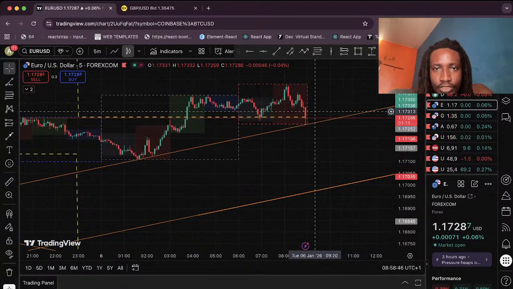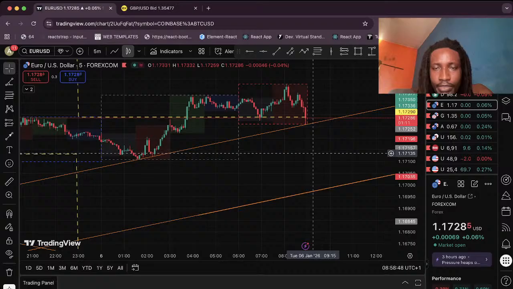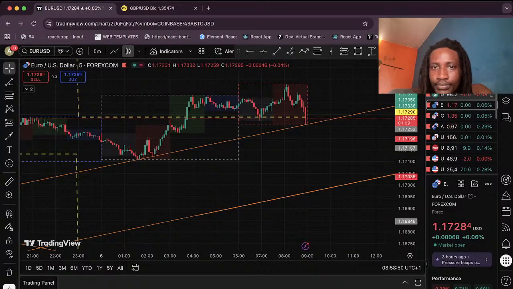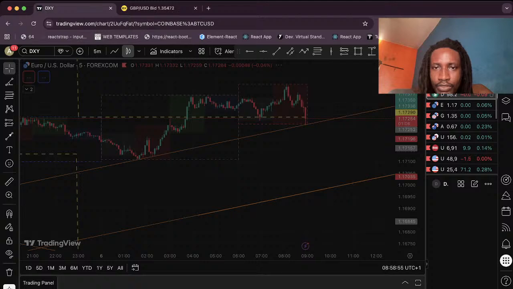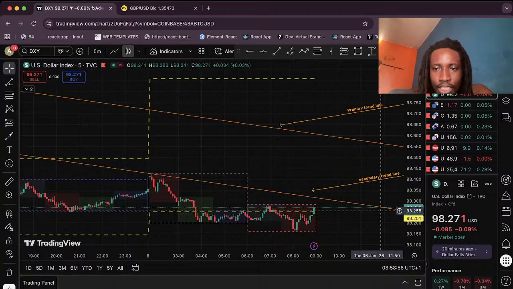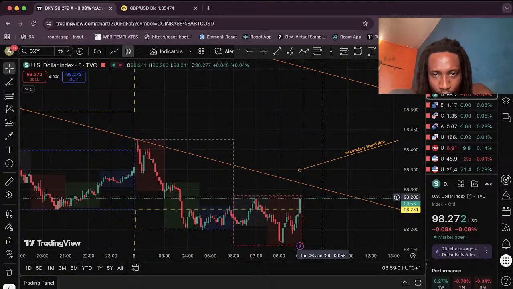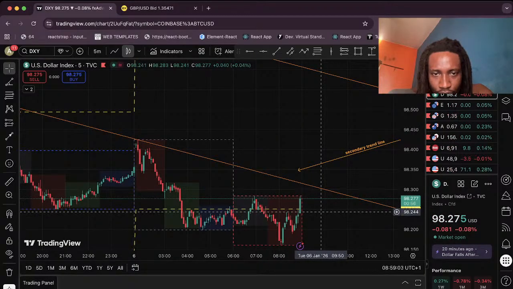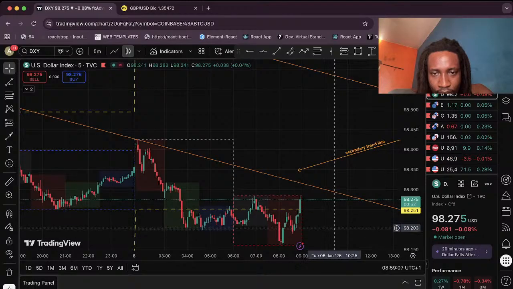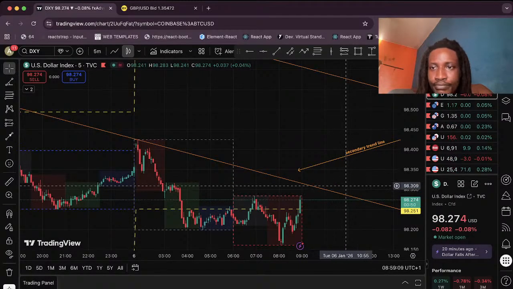Euro USD just tested its own trend line, so everybody has tested their own trend line. The only one, let me see. DXY is yet to test its own trend line, but you can see there is some buy pressure coming in around there.